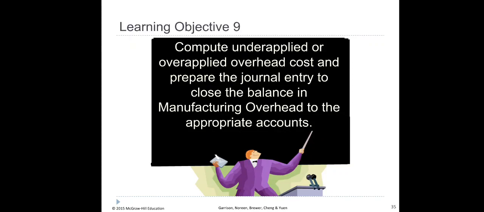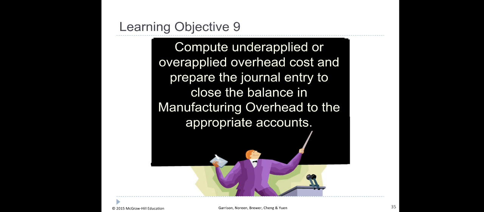Hi everybody, this is another lecture for topic 7, job order costing system. So in the previous lecture, I have explained about how to calculate cost for a job. Just to refresh your memory, the formula is very simple. Total cost for a job equals direct material cost plus direct labor cost plus manufacturing overhead cost.